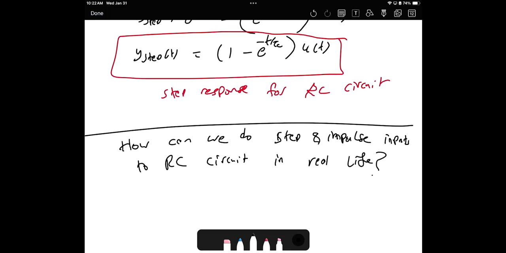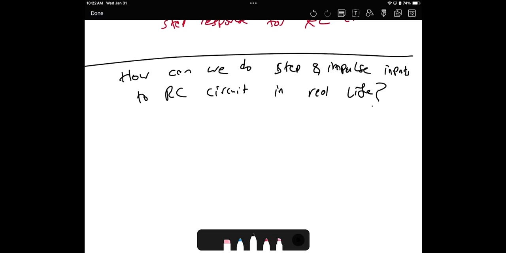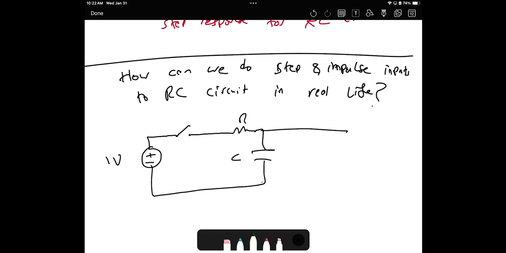How can we do it in real life? I mean, how can we make a step input in real life, or how can we do an impulse response in real life? Let's look at this circuit. Assume this is plus or minus 1 volt. This is a source, and here is a switch. Here is R, here is C, and here is the output. So this is my system.